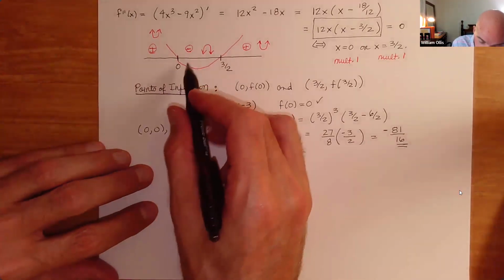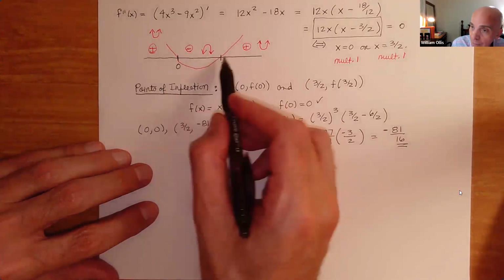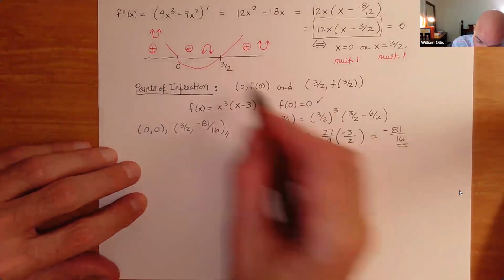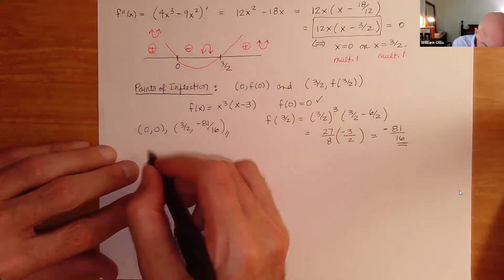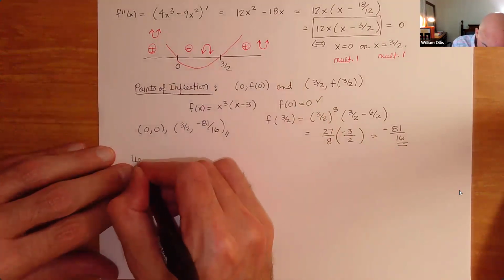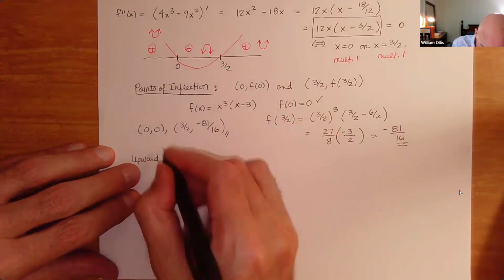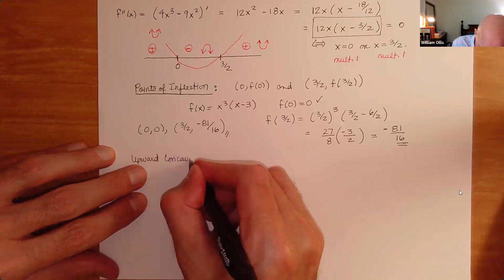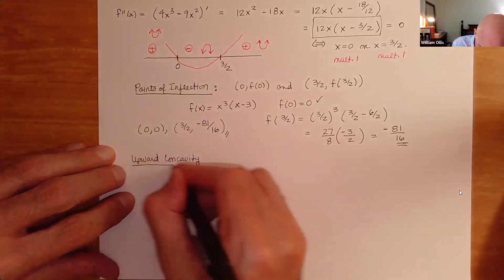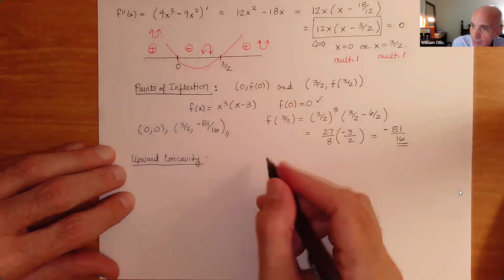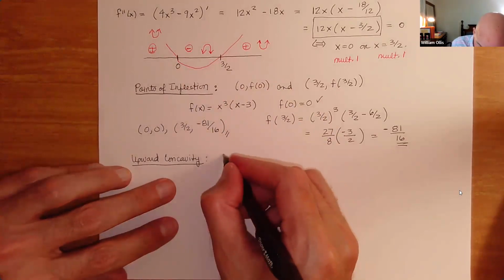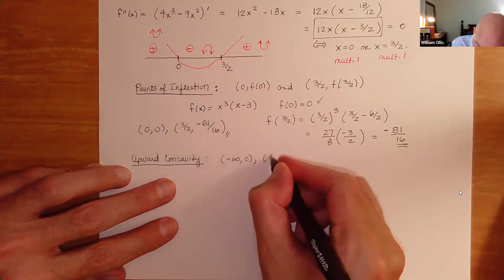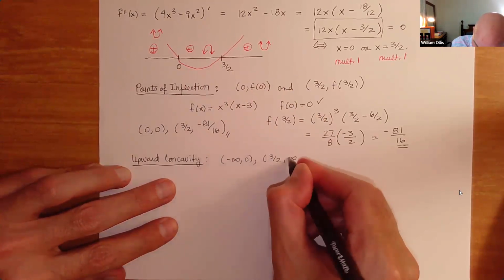And now, of course, we can catalog the concavity just as we used here. We've got it on the number line, but let's just write it. So we'll say upward concavity, or concave upward, however you want to do it, upward concavity. And we'll just list the open sets. You could certainly close them. That's no problem. So we have what? Negative infinity to 0. And we have 3/2 to infinity.